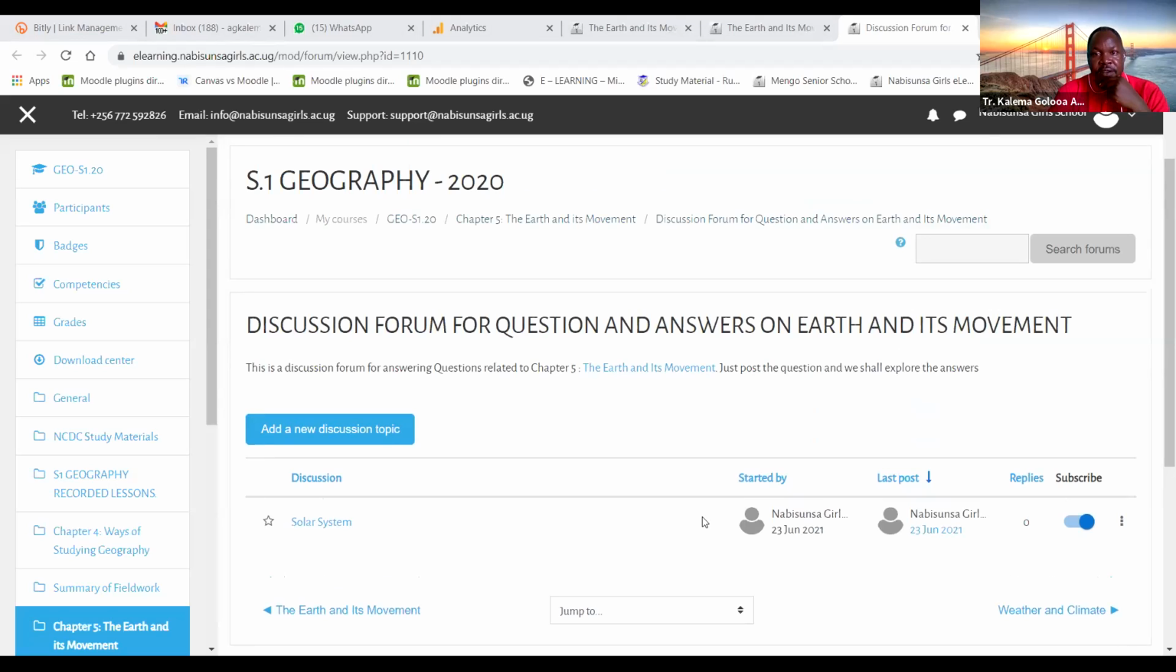Someone has said some of us have Moodle. Is it the same? Yes, it is the same. If you log into your Moodle, those of you who already have downloaded the Moodle app and have put the Nabisunsa website inside, just navigate to where Senior 1 class is. You'll be able to reach that information. The Nabisunsa platform uses Moodle, and then you are able to access that information. Okay, teacher, thank you. You're welcome.